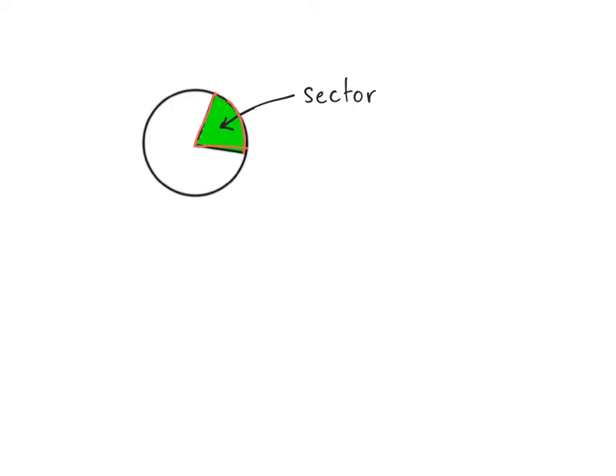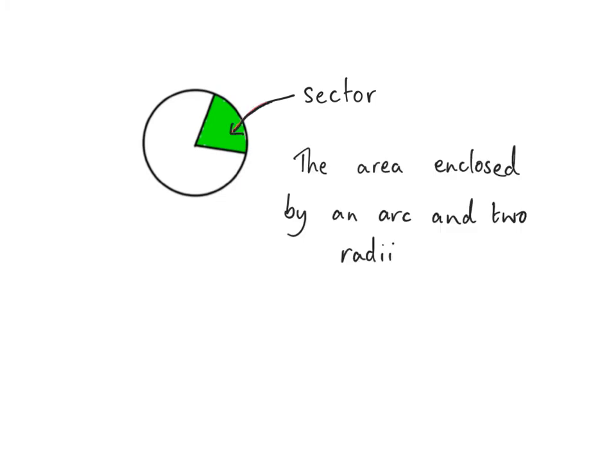Pause this and write that all down in your book now. That's what you need to write. A sector is the area enclosed, that means it just makes a shape, by an arc and 2 radii. And you always need to remember those radii, they're the same length.